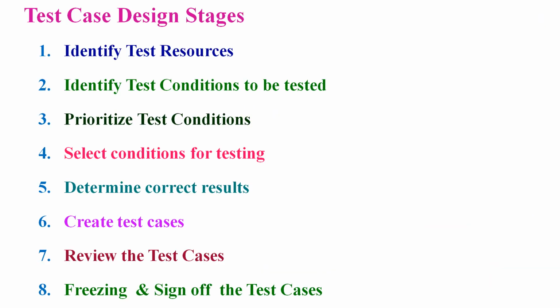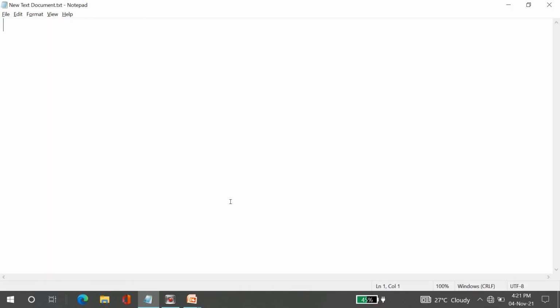So these are the different design stages for the test cases. Now, first is identify the test resources. So what do you mean by the test resources? Here the test resources is nothing but requirements. So you have to identify the requirement, meaning you have to see for which requirement you are writing the test case. As we know very well, for each and every requirement, the software test engineer will design the test cases.